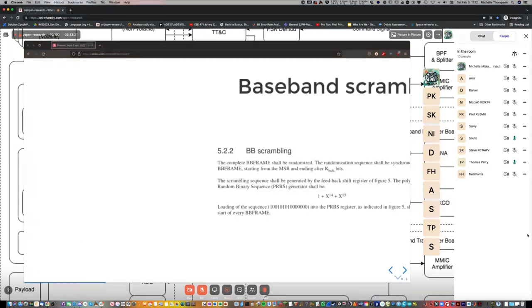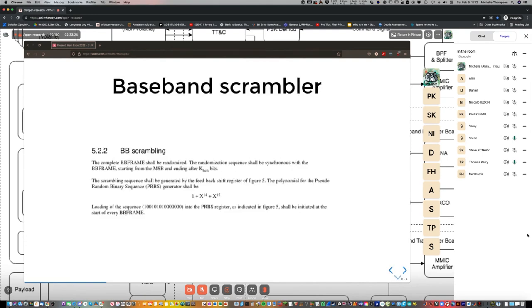So stepping into the baseband scrambler. It's a nice first block to look at because it's very simple. This is the text in the spec. I'm not going to read it, I'm just going to highlight the key things: there is an endianness we need to follow. The baseband scrambler has a feedback shift register with a certain polynomial, and we need to load this shift register with a specific sequence at the beginning of every frame.